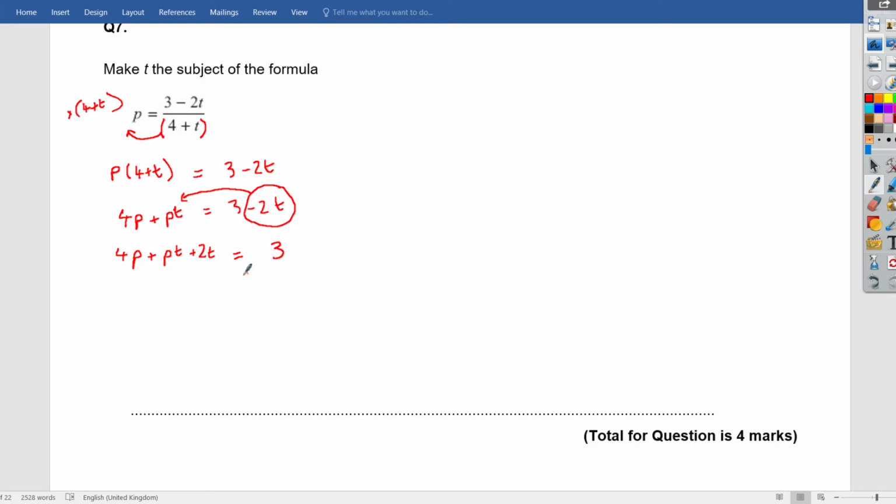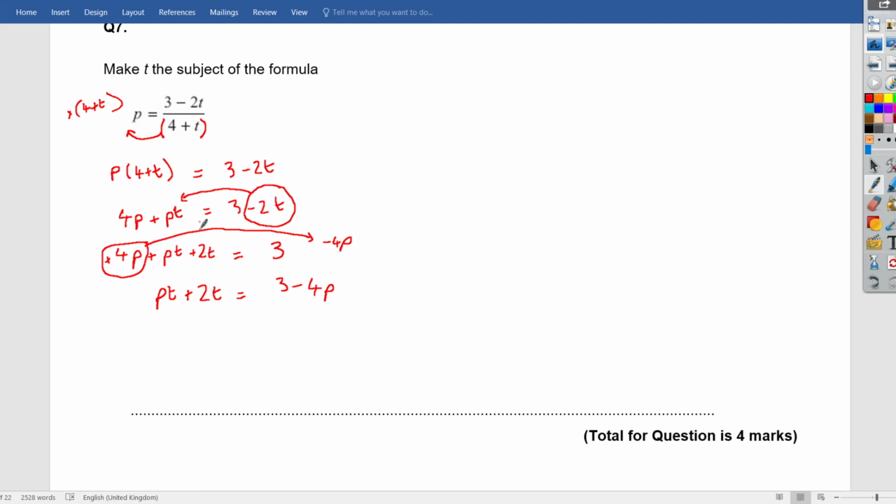And then I'm going to bring this 4p. First of all, is that a plus or minus? Well, if there's no symbol there, it's a positive. Take it to the other side. Opposite of plus 4p is going to be minus 4p. So we're going to end up with pt plus 2t is equal to 3 minus 4p.